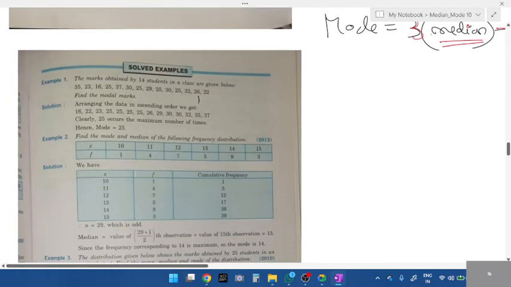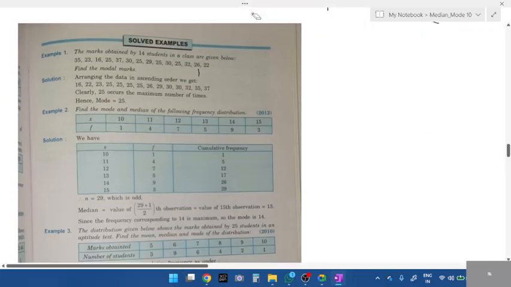Look at the first example. How many values are given here? 1 or 2 values? There's only one single value, right? Xi value is given. Find the modal marks. Everything is mixed up, not arranged in order. Arrange in ascending order. First step. This is what I explained. Which one is repeated maximum number of times? Tell me, students, which is repeated? 25. Can you see the answer, 25?